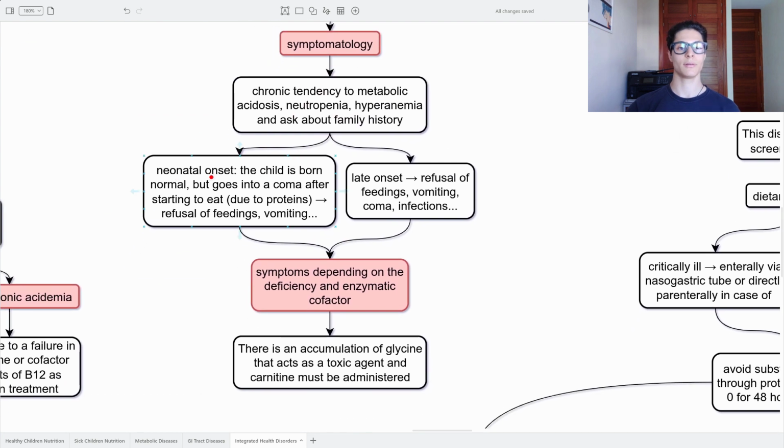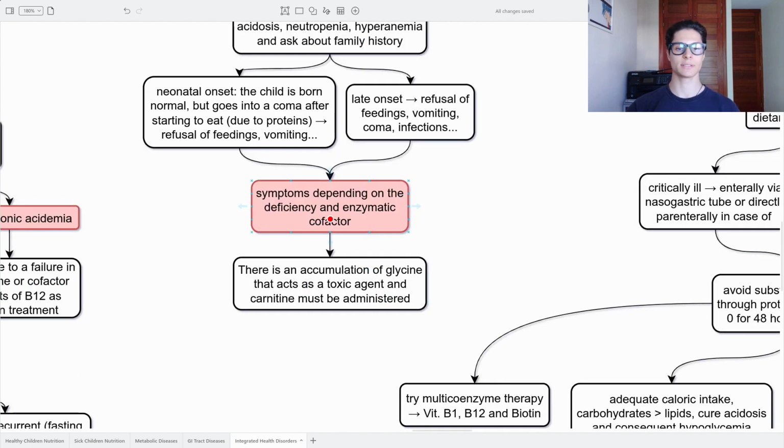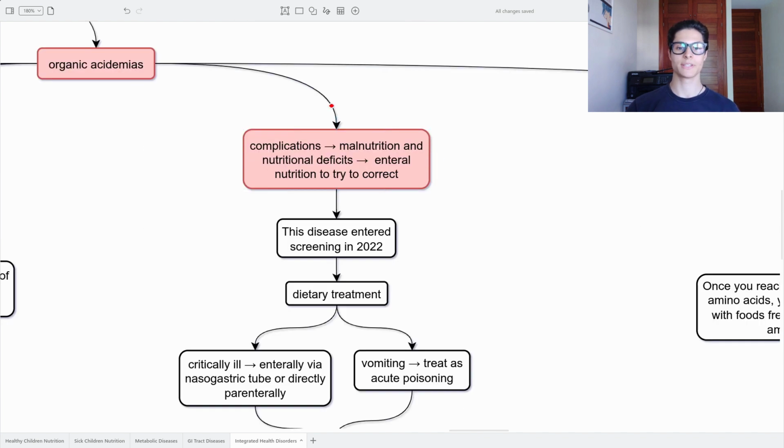Very important. The neonatal onset: the child is born normal, but goes into a coma after starting to eat due to the proteins, to the amino acids. And there is refusal of feedings, vomiting, and so on. On the late onset, there is only refusal of feedings, vomiting, coma, infections, but not a coma straight after being born. The symptoms depend on the deficiency in enzymatic cofactors. And there is an accumulation of glycine that acts as a toxic agent, and carnitine must be administered to counteract this. The complications: well, of course, malnutrition and nutritional deficits.